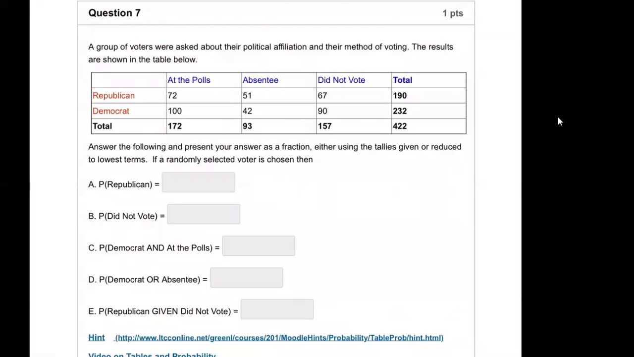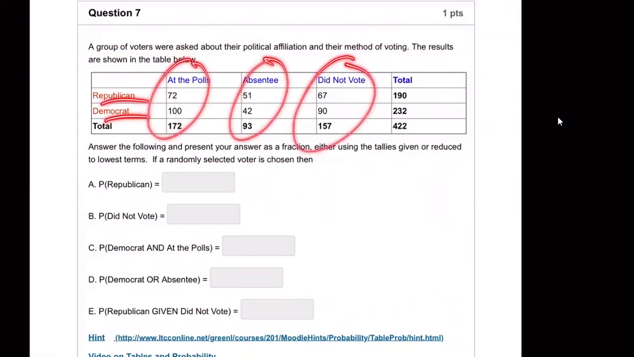Okay, so on this one, a group of voters was asked about their political affiliation and method of voting. They're Republican or Democrat. They voted at the polls, absentee, or did not vote. There are the totals.